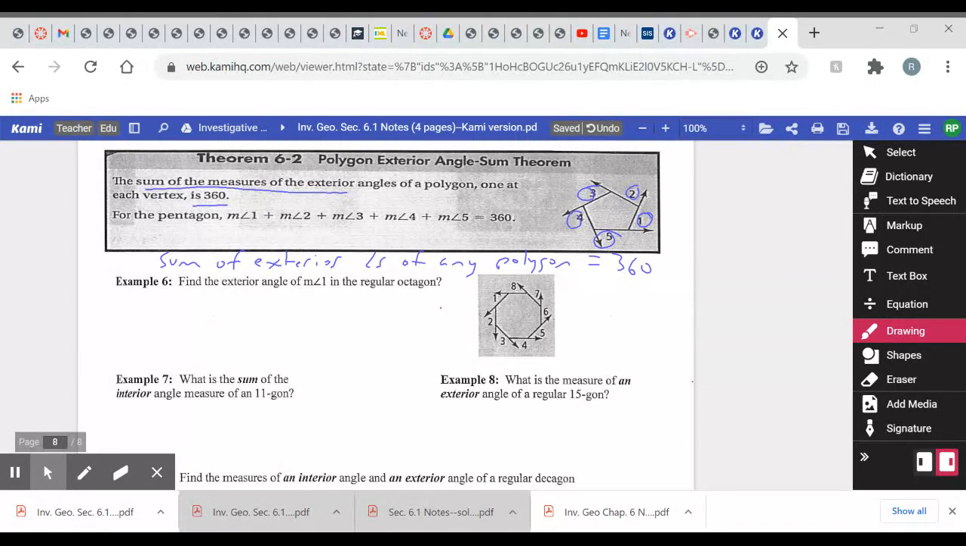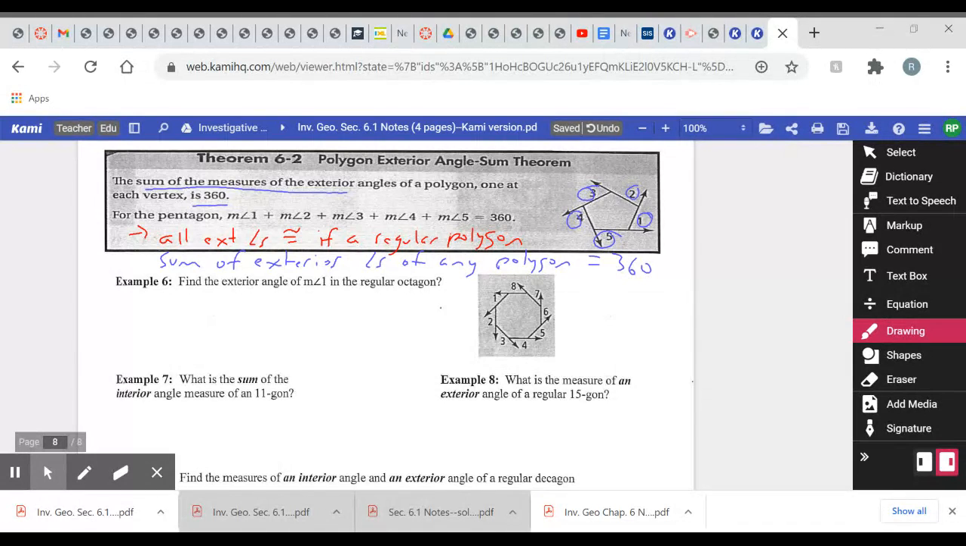The other thing I was going to write in here is that all of the exterior angles are congruent if it's a regular polygon. And remember, we said a regular polygon has all the sides and angles congruent to each other. So if that's the case, then all the exterior angles would add up to 360, but also all the exterior angles would be congruent to each other.